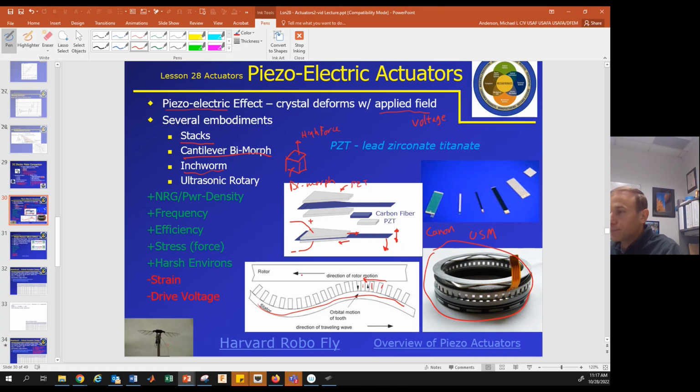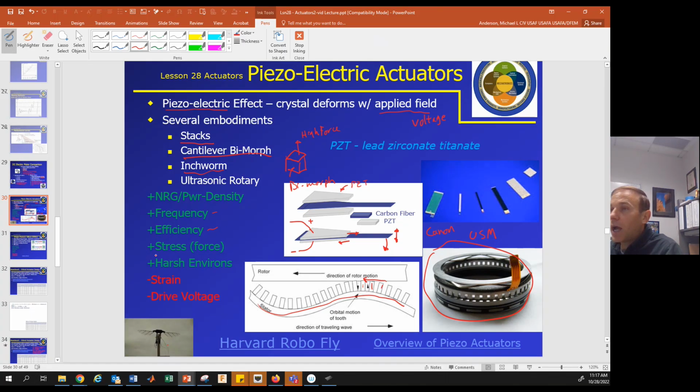All right, so just some general characteristics of a piezoelectric actuator. They have a relatively high energy density and power density. So for their weight, they can move a lot. So move fast or move at high force. They operate at very high frequency. They're very efficient, and we don't waste a lot of energy.